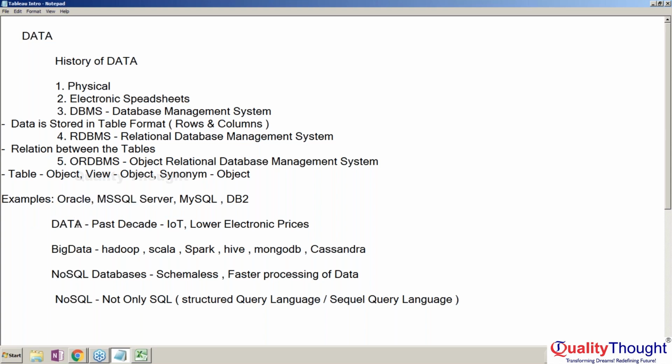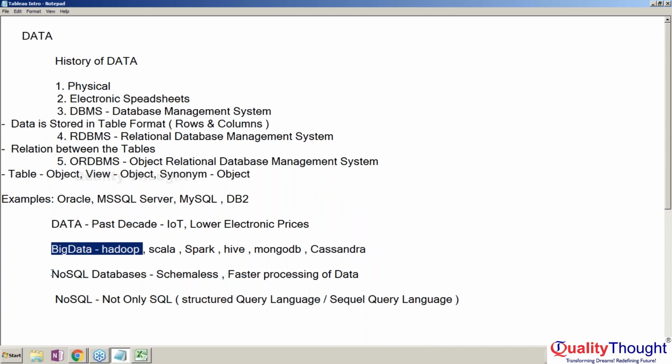Now coming to the current day situation, managing very huge amounts of data is very much required. There are various sources generating this kind of data, and every business nowadays is very data conscious. So they want to understand the data in a wide variety and also process the data much faster. That's why big data became famous, handling the data using big data technologies like Hadoop, Scala, Spark, Hive, Mongo database, and the Cassandra database.